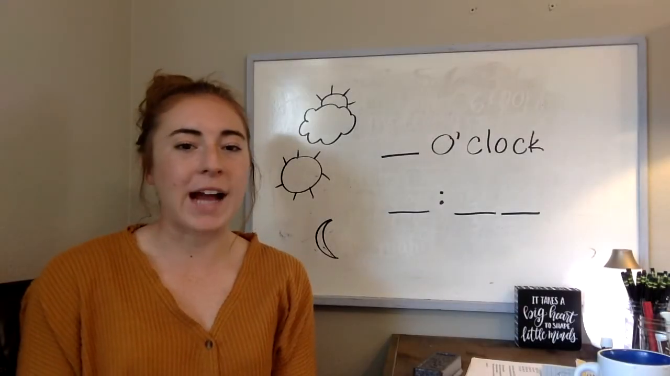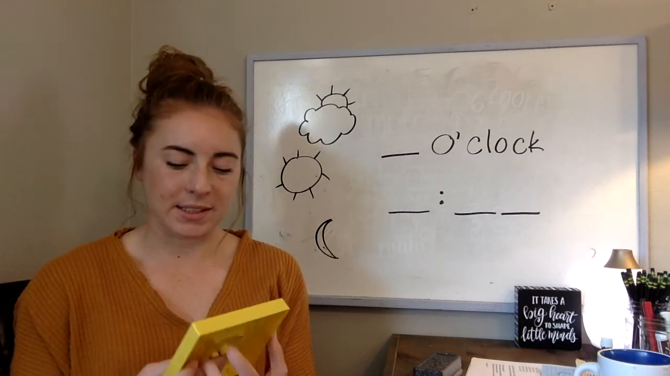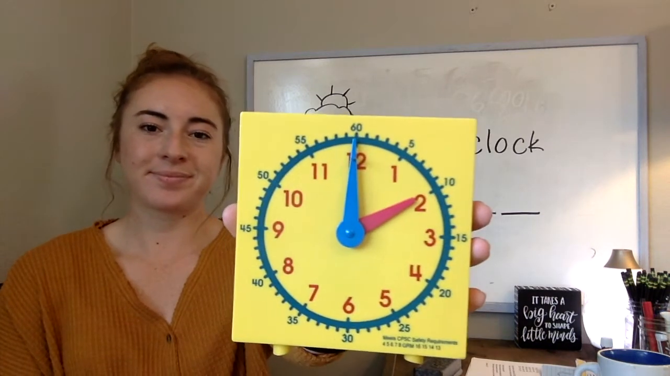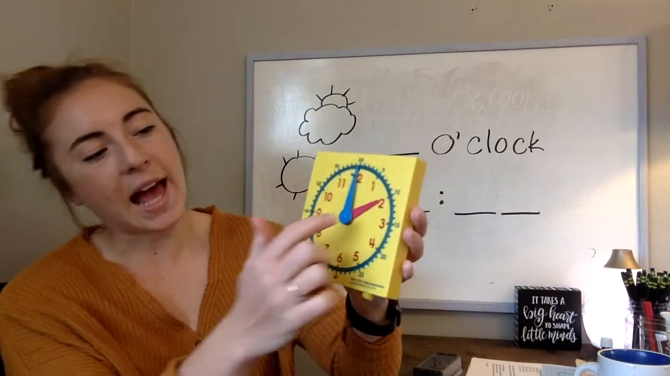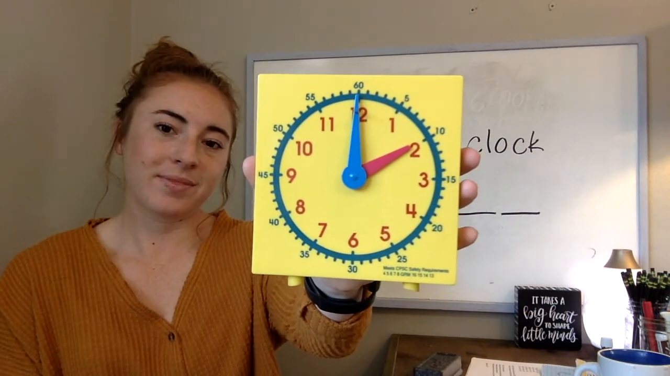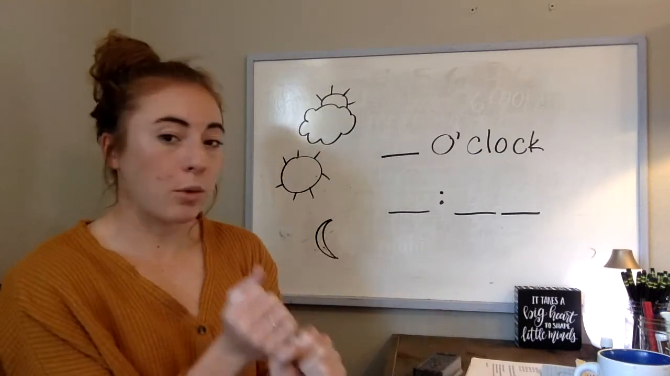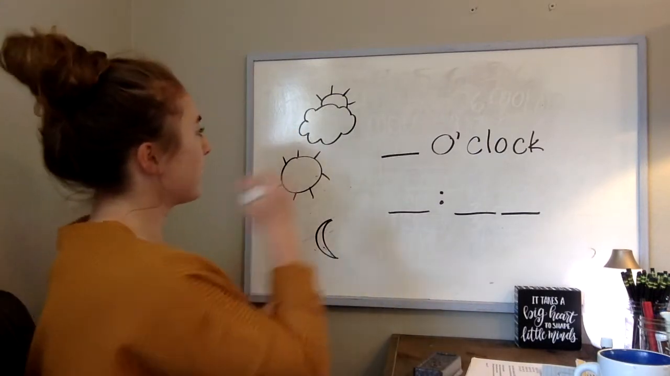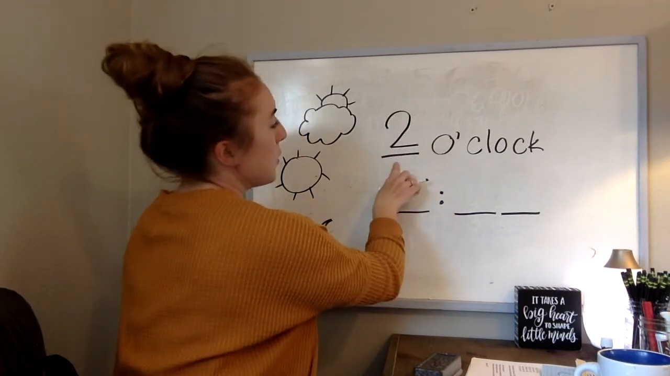Now we're going to practice writing the time. Can you tell me what time it says on my clock? Where is the hour hand pointing to? The 2. So it's 2 o'clock. Will you help me write a 2? 2 o'clock.